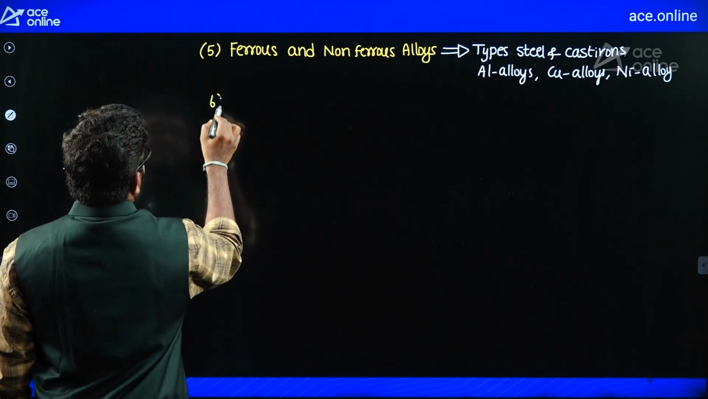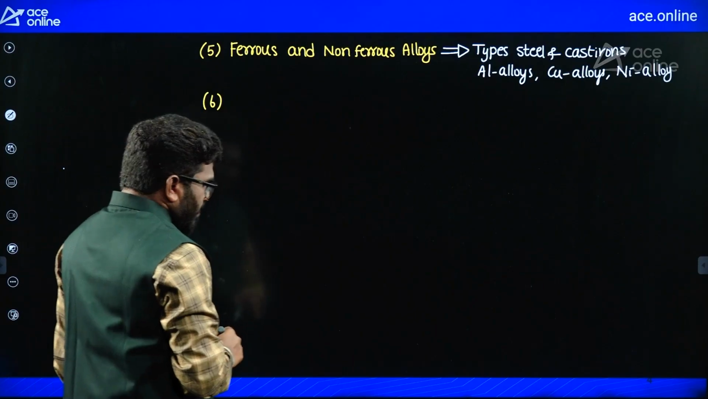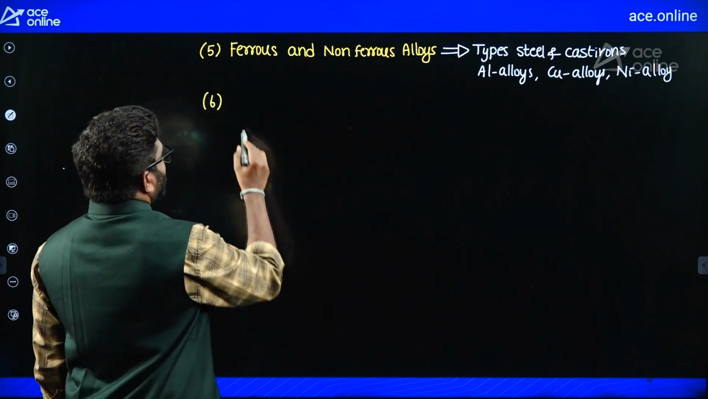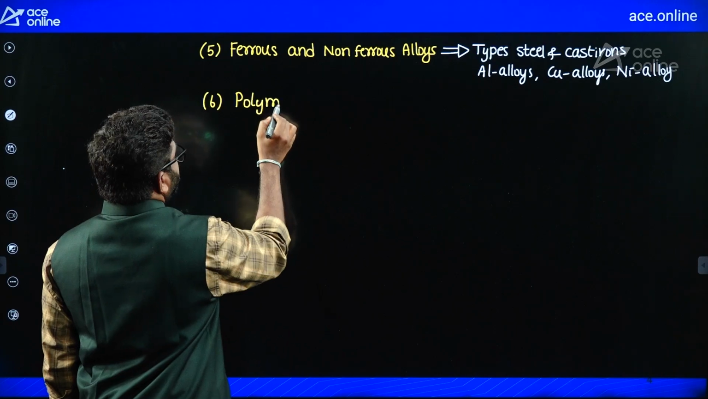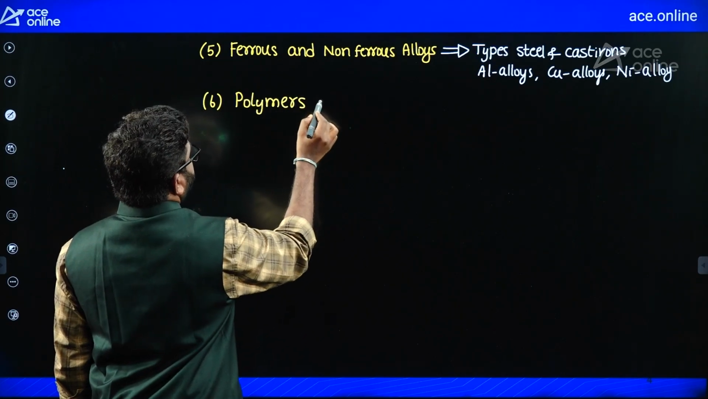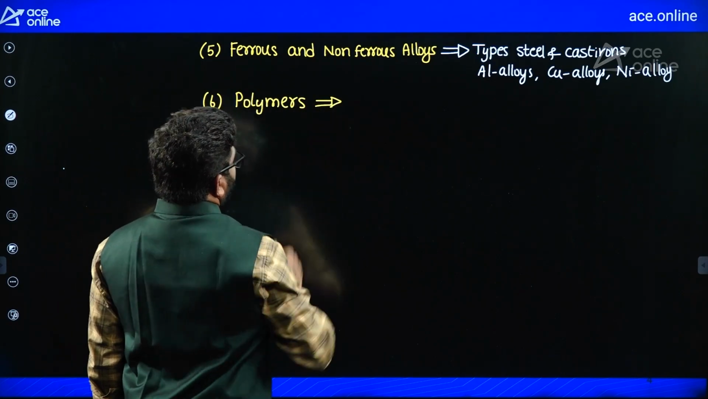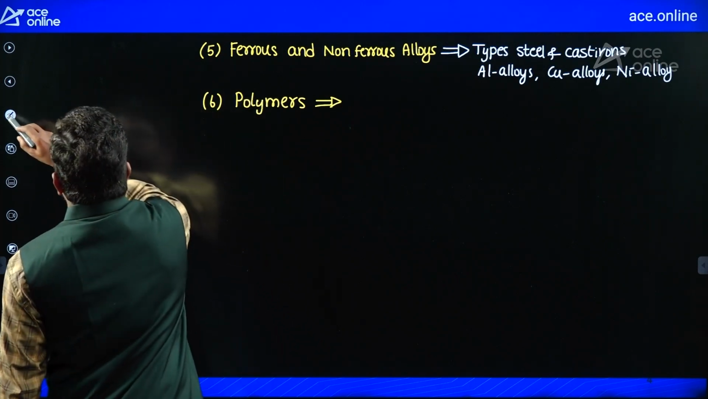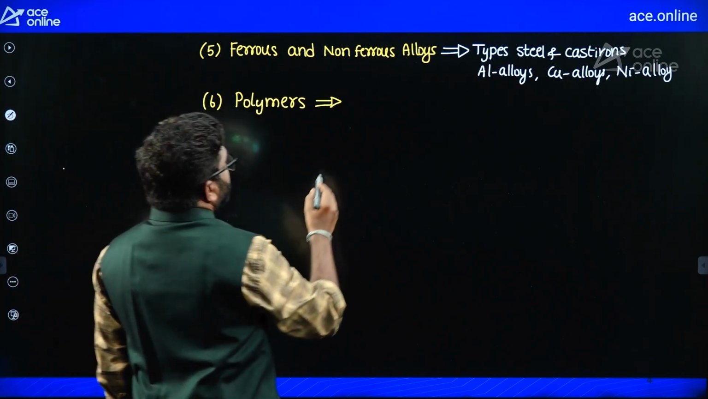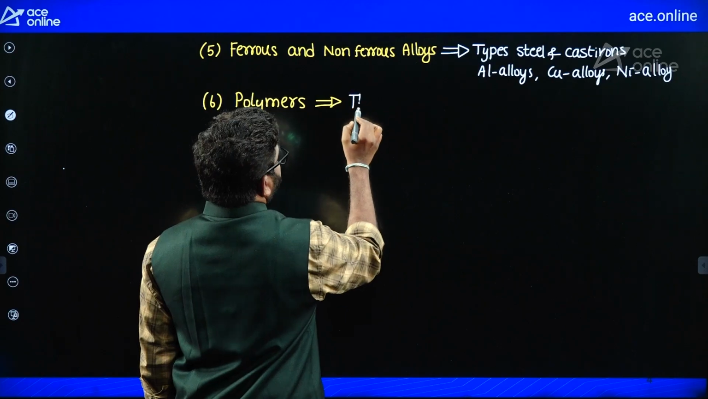Then let us consider the 6th one. Rarely, but not frequently, they'll ask you some questions from the polymers also. Especially from two polymers: thermosetting polymers and thermoplastic polymers.